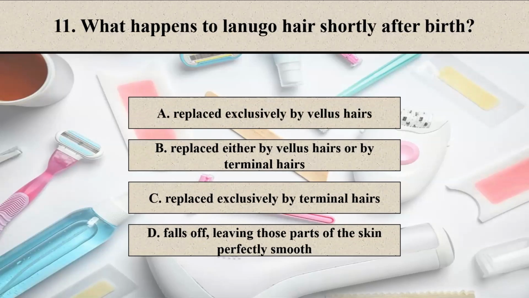What happens to lanugo hair shortly after birth? Is it replaced exclusively by vellus hairs? Replaced either by vellus hairs or by terminal hairs? Replaced exclusively by terminal hairs? Falls off, leaving those parts of the skin perfectly smooth? If you chose B, replaced either by vellus hairs or by terminal hairs, you are correct.